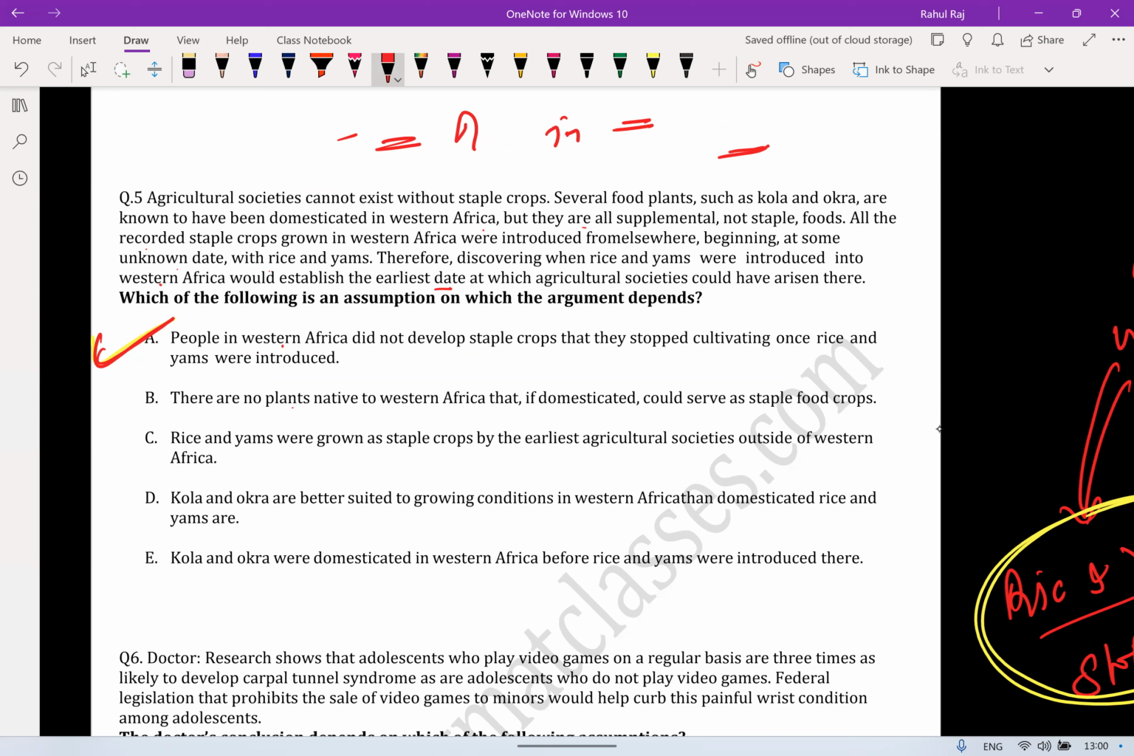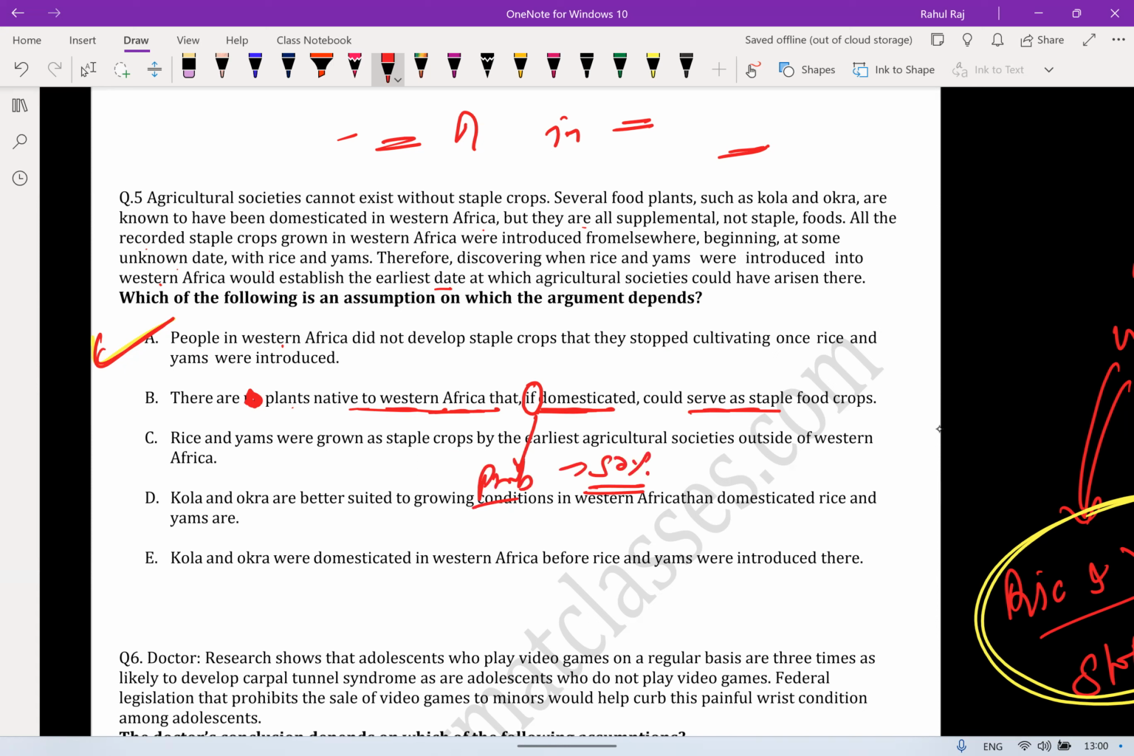Now come down to B. There are no plants. Now let's say there are plants native to Western Africa, if domesticated, could serve as a staple food crop. How is it related to my conclusion? Tell me. If domesticated means what? If it would have been domesticated, it would have been a staple crop. But the moment if comes, it's a probability. 50%. Might happen, might not happen. But the point is that this statement does not relate to the conclusion at all.